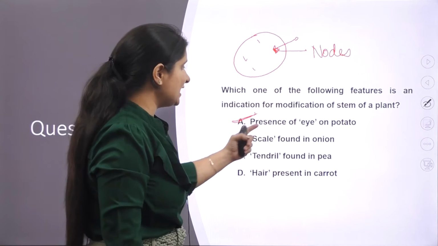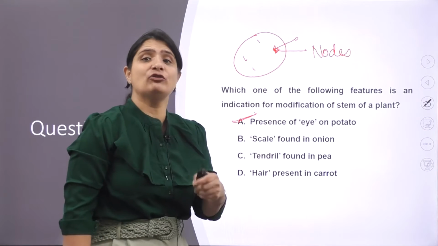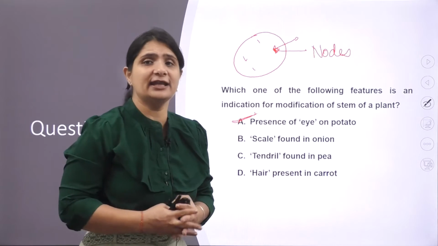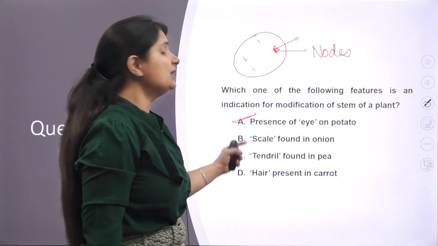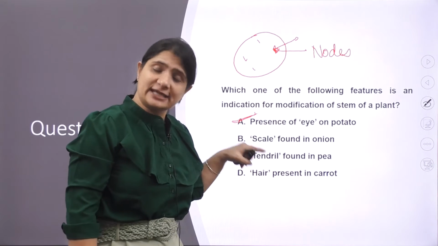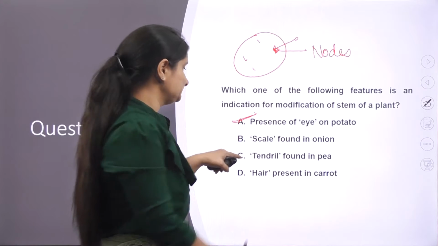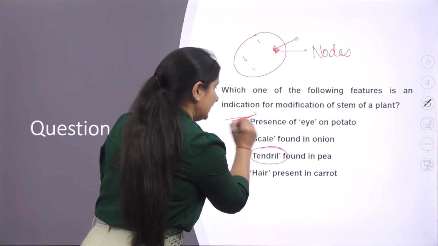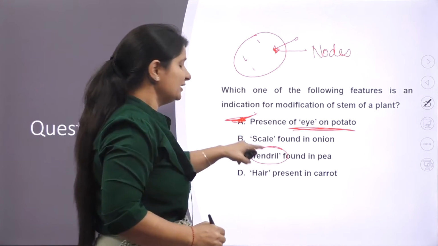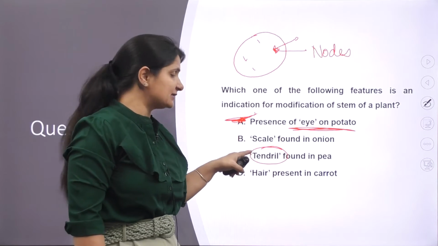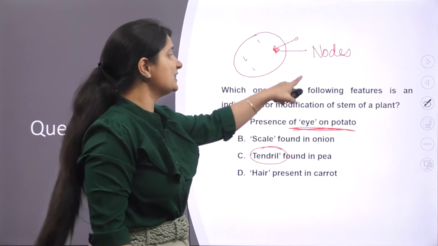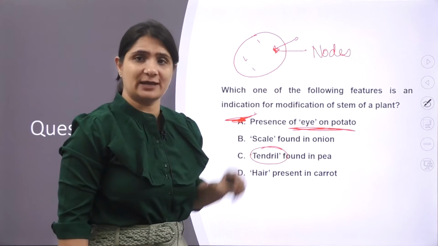अगर हम बात करें scales found in onion, so scales जो हैं वो leaves हैं, modified leaves हैं. Tendril, hair present in carrot, these are again the modifications. But यहाँ पर जो tendril है pea plant के अंदर, वो हमारा जो है stem tendril हो सकता है. But यहाँ पर अगर हम इंडिकेशन की बात करें तो आई जो पोटैटो की है दैट गिव्स एन इंडिकेशन ऑफ द स्टेम. टेंड्रिल्स कैन बी लीफ टेंड्रिल्स ऑल्सो, टेंड्रिल्स कैन बी स्टेम टेंड्रिल्स ऑल्सो, बट प्रेजेंस ऑफ आई ऑन पोटैटो इंडिकेट्स दैट इट इज अ मॉडिफिकेशन ऑफ स्टेम ऑफ द प्लांट.